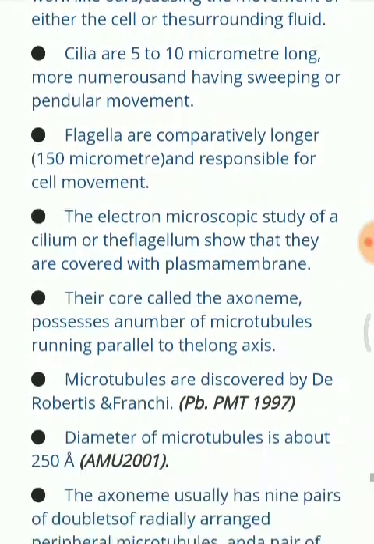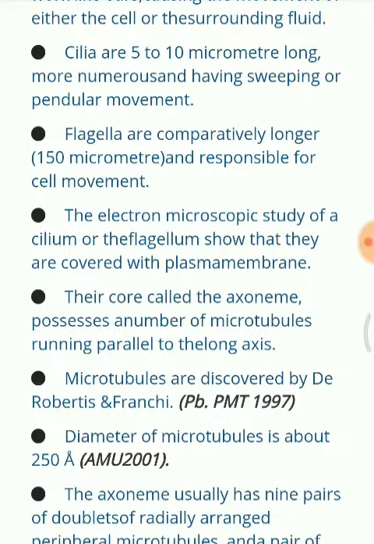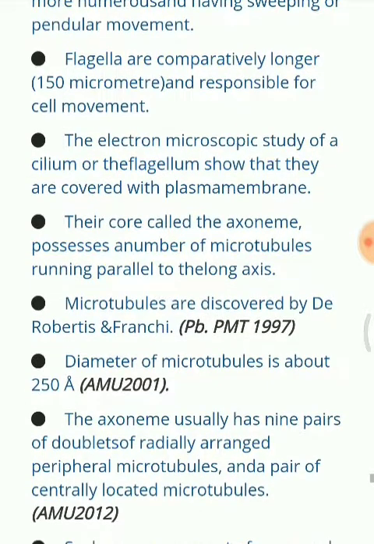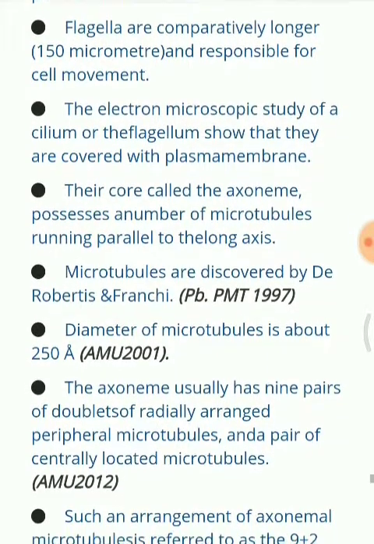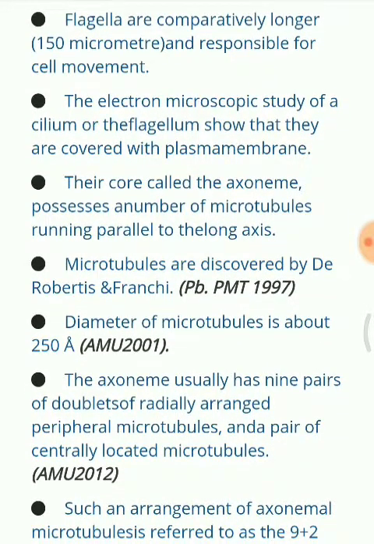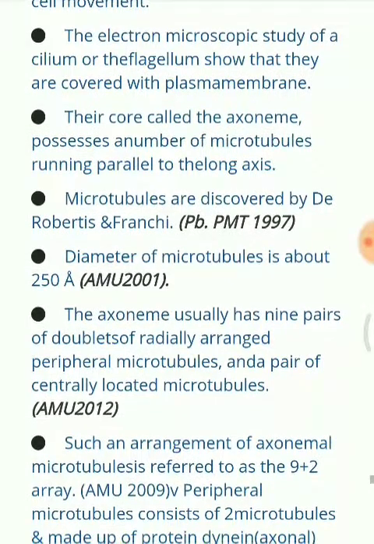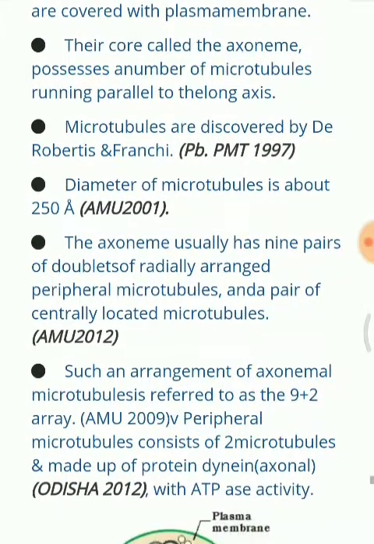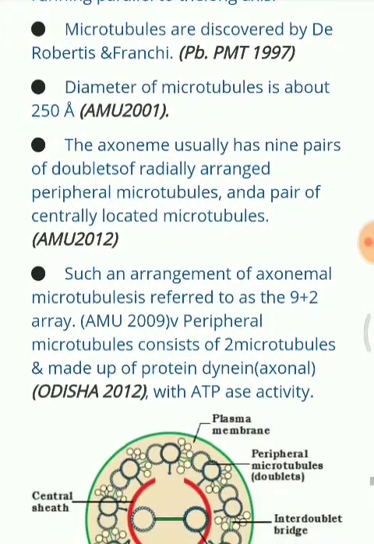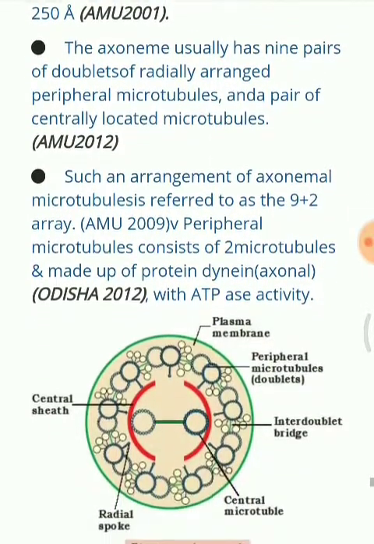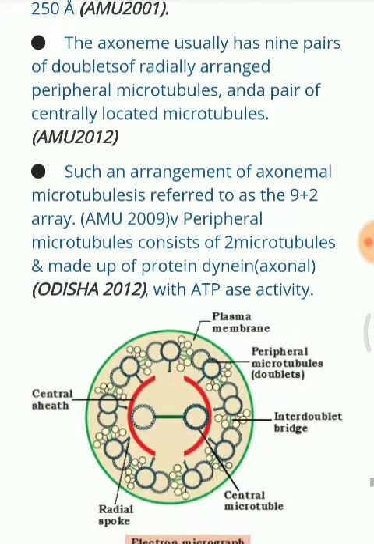The electron microscopic study of a cilium or flagellum shows that they are covered with plasma membrane. Their core is called axoneme, which possesses a number of microtubules running parallel to the long axis. Microtubules were discovered by De Robertis and Franchi. Diameter of microtubules is about 250 angstrom. The axoneme usually has 9 doublets of radially arranged peripheral microtubules and a pair of centrally located microtubules. Such an arrangement of axonemal microtubules is referred to as the 9 plus 2 array. Peripheral microtubules consist of 2 microtubules and are made up of the protein dynein, with ATPase activity.